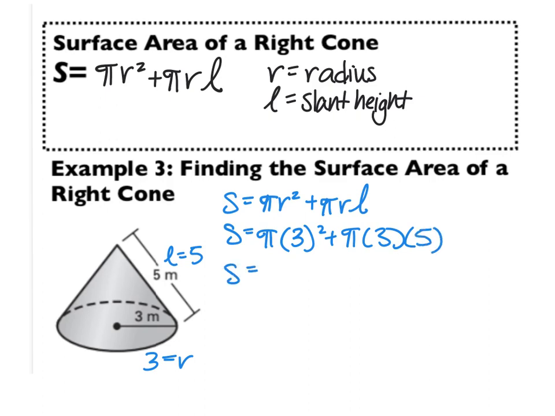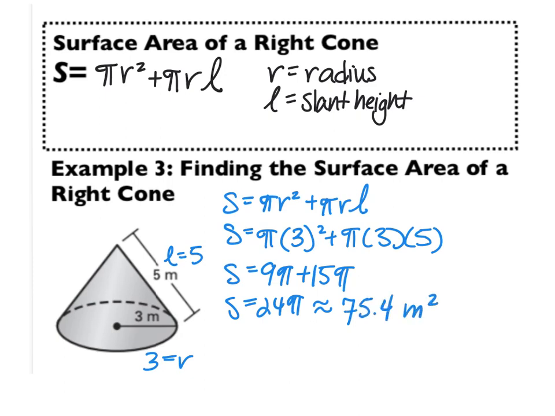And so from here we can say 3 squared is 9 pi. 3 times 5 is 15 pi. So our surface area is 24 pi. And we can put that in the calculator and approximate that to be 75.4 meters squared. It's important to understand how to write your answer in terms of pi and as an approximation.